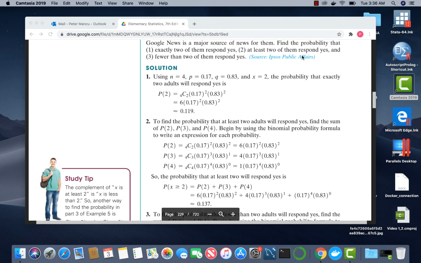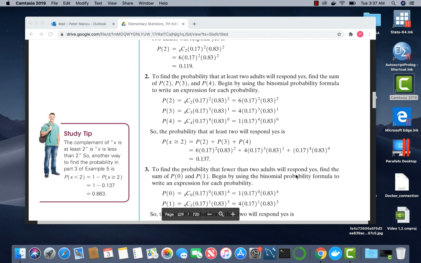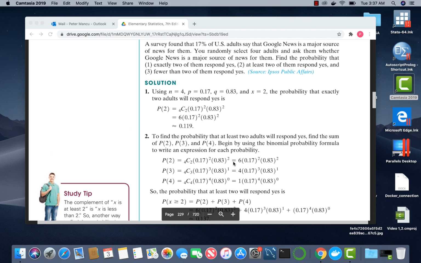Now, if we want at least 2 of them responding yes, well, at least 2 means 2 or more. And since our sample has 4 people, at most there could be 4 people. So this basically boils down to the probability of 2 plus the probability of 3 plus the probability of 4 of them. So we compute all of these separately, and then we sum them up at the end. So we're going to get this probability here.